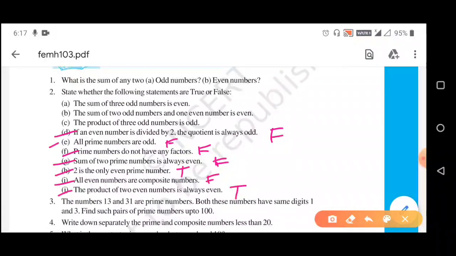So here we are getting the answers of all the questions of question number 2. False, true, true, false, false, false, false, true, false, true.